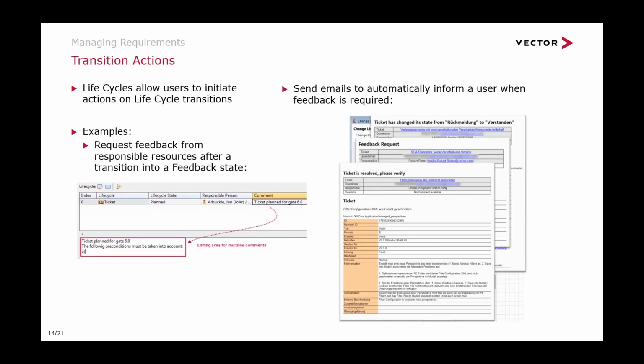You can initiate actions on life cycle transitions. So for instance, you can request feedback from responsible sources after a transition into a certain state. In this case, the state is called feedback. Any of the responsible resources can be informed that they're requested to provide some feedback when that transition happens. Or you can also send emails automatically to inform a user when feedback is required.